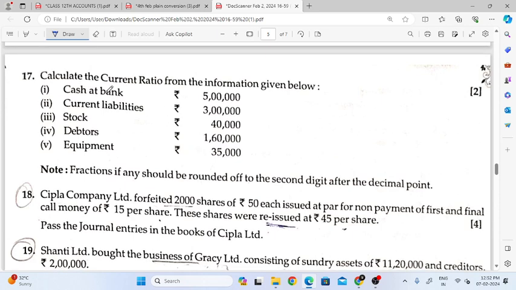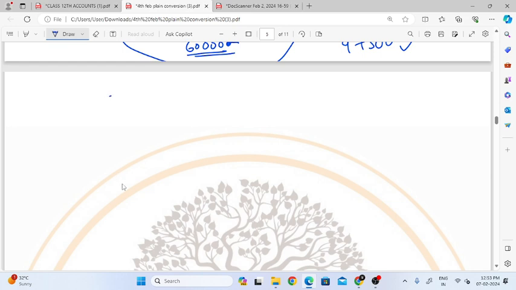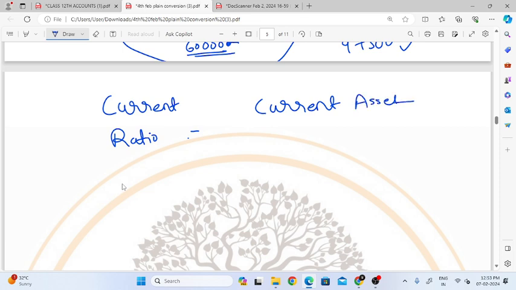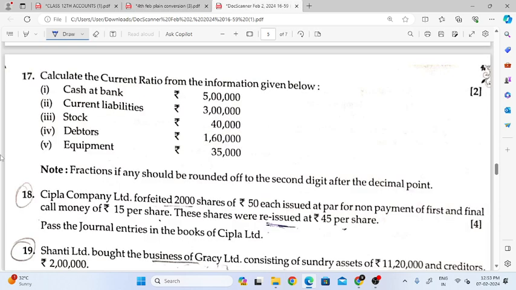Then next, calculate the current ratio from the information given below. In order to find out the current ratio, what is the formula? Current assets divided by current liability. So current assets, how much they have given over here is your cash at bank, then debtors and stock. These are your current assets.